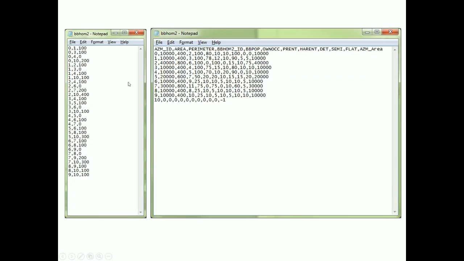So these are the two data files which produce that map. On the left is the ARC attribute table, and on the right is the polygon attribute table. What we have here is 3 columns, and these relate to the boundaries between the polygons. So this very first row at the top of the ARC attribute table is the boundary between polygon 0 and polygon 1, and it is 100 units long. This next row is the boundary between polygon 0 and polygon 3. It's also 100 units long.